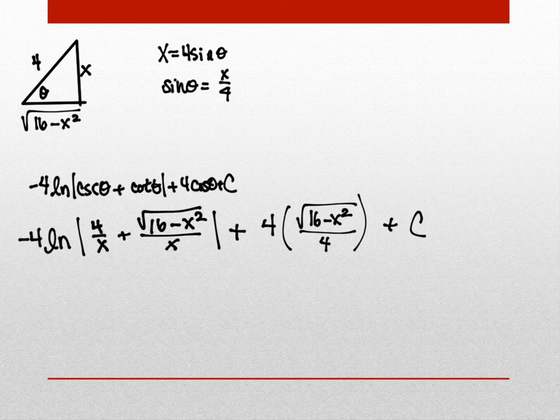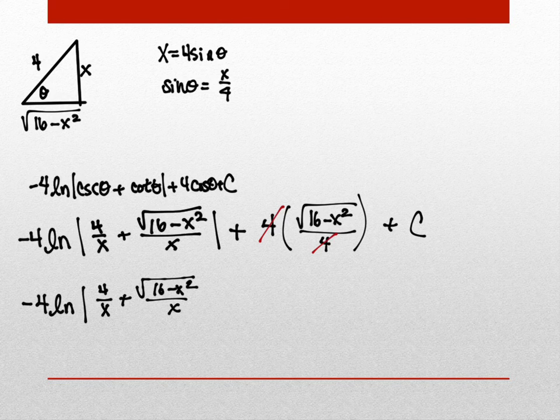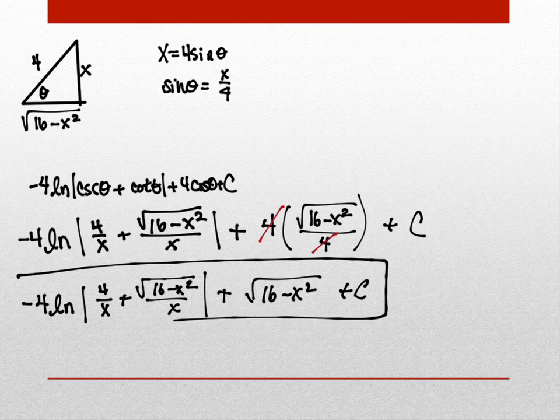So that piece can be simplified, right? We could go ahead and cancel those pieces out. If you want, you can merge those two together as a single fraction. I don't really care whether they're merged or not, so I'm just going to leave them the way that they are. So this is 4 over x plus the square root of 16 minus x squared over x. And then we would have plus the square root of 16 minus x squared plus c. Is that right?